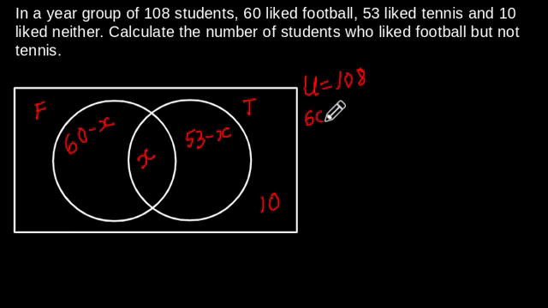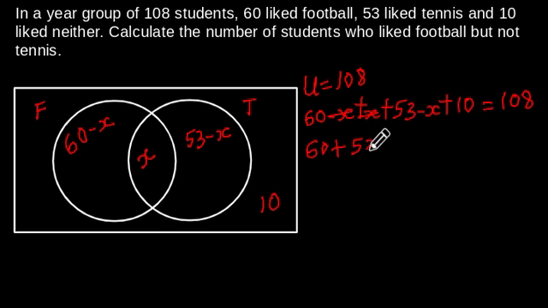So that'll be 60 minus X plus 53 minus X. And don't forget the number of students who do not like any, they're still part of the class. Plus 10, all of this equals 108, the total number of students, the universal set. So as usual, this negative X will cancel this positive X, so we're left with 60 plus 53 plus 10 minus X. I just rearranged it to have the letter at the end, and then we have 108 right here. So we can collect like terms, take negative X over the equals sign, and 108 will bring it over the equation sign.